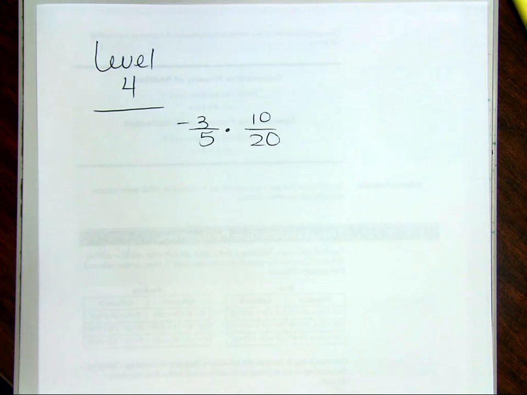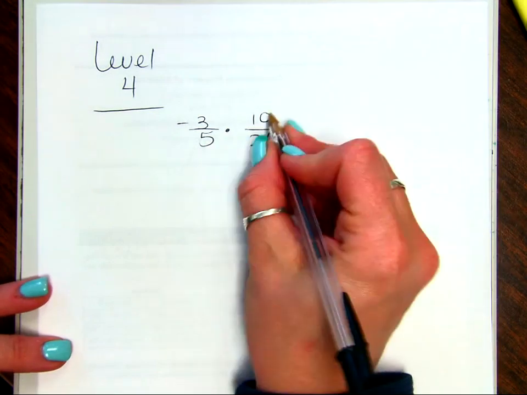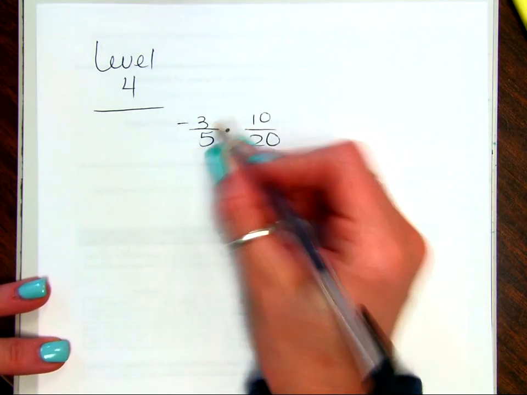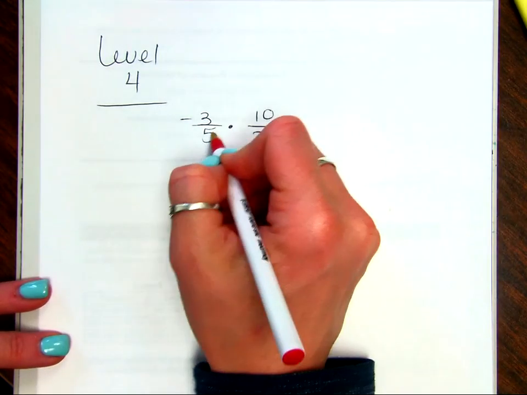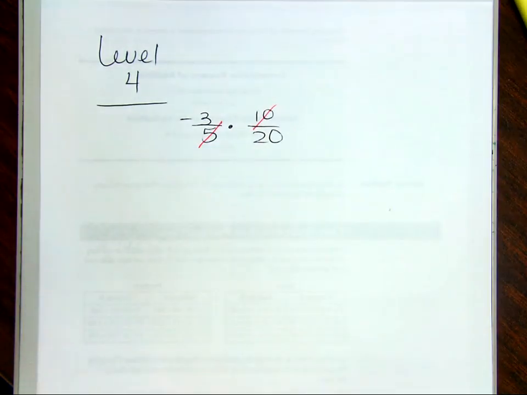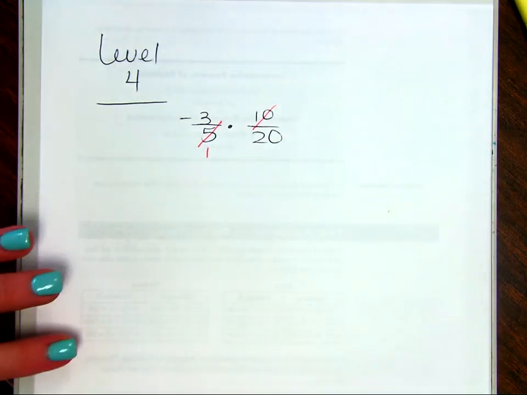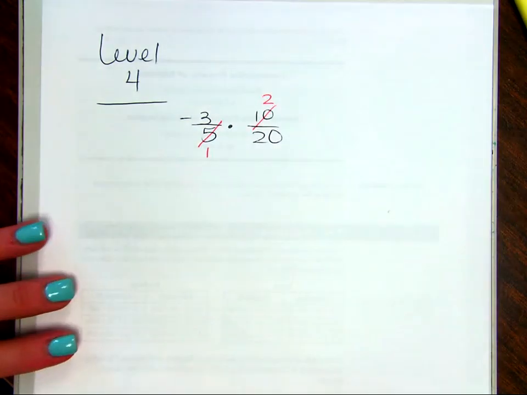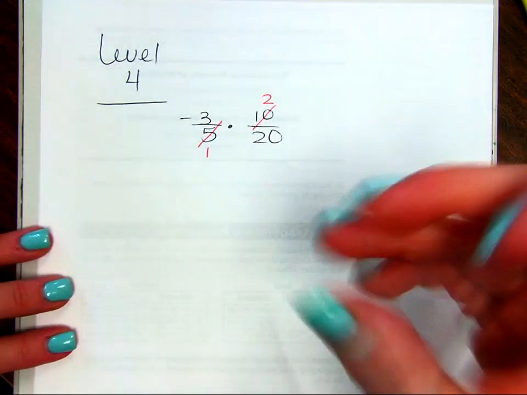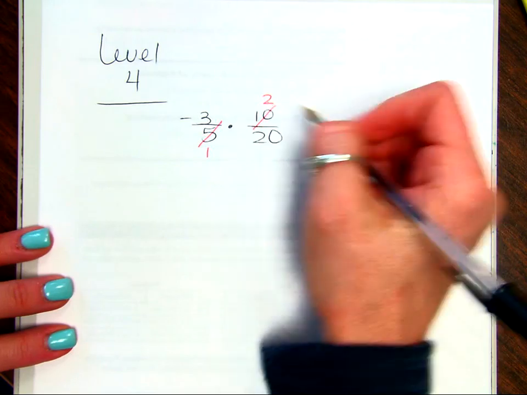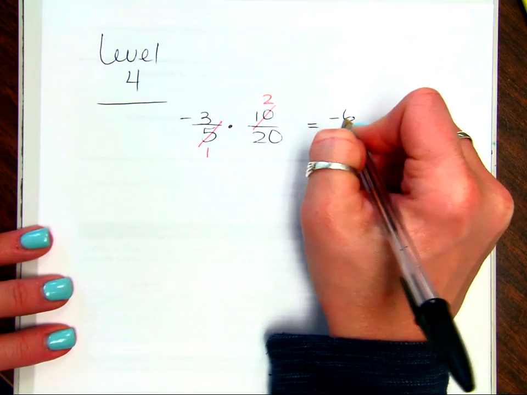Okay, so really quick, let's look up here. How many of you reduced the 5 and the 10? You said the GCF of 5 and 10, meaning the biggest number I can fit into both, is 5. And 5 fits in there once and in here twice. So then you did -3 times 2 and got -6.